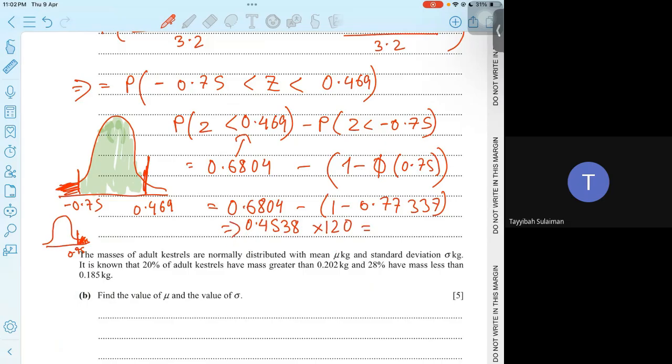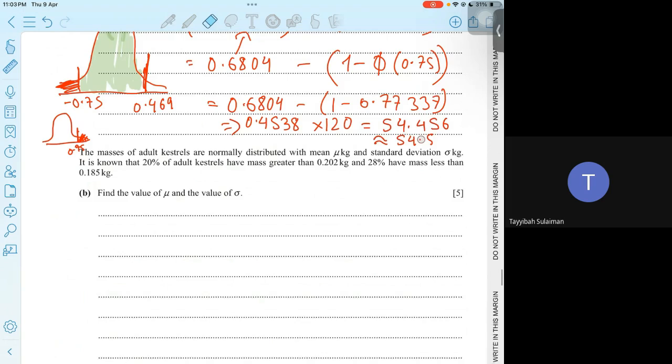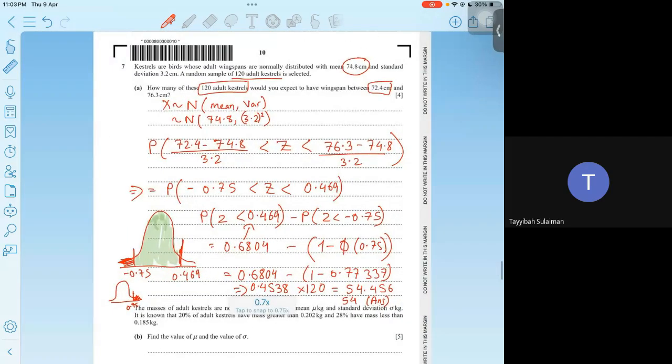So this is 0.4538 times 120. That is 54.456, or 54.5. No, wait. Since it expects me to give the number of birds, it has to be a whole number, right? It has to be 54. Any issues with my approach?